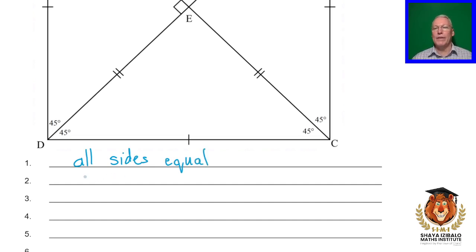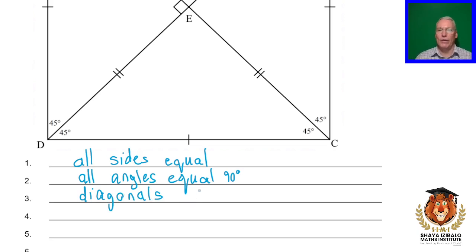Right. The second thing is that the diagonals, in fact, let's rather do this one next. The second thing is that all the angles are equal. All right, and in fact, all the angles equal 90 degrees. All angles equal 90 degrees. The third thing is that the diagonals are equal.